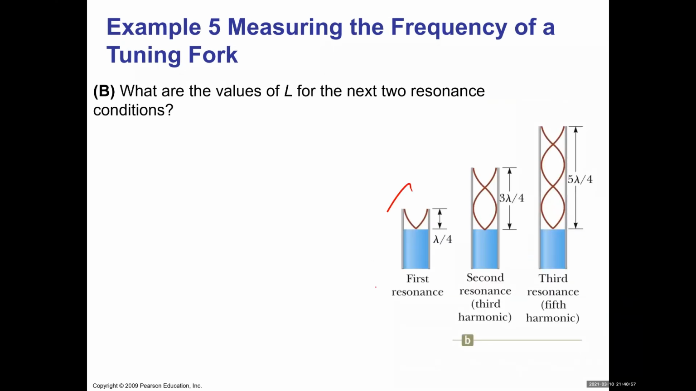Right. Well, here's the image actually for that, which you can see. This is how the first resonance looks. What are the values of L for the next two resonance conditions? That means, one thing we can do is lower the water level. As you lower the water level, you are increasing L and allowing another shape to be formed. Lowering the water level even more allows another shape, another resonance, to be formed.